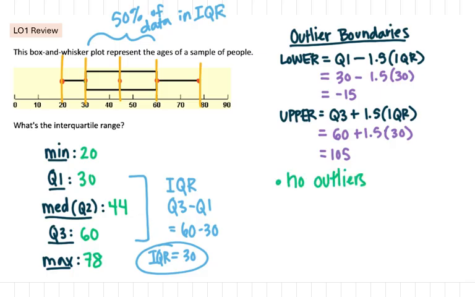So as we can see here, none of my data is outside of those boundaries, so there are no outliers. And if you wanted to decide the symmetry, you figure out, is the median in the middle of that box, or is it being pulled to one direction or the other? This distance is about 14. This distance is about 16. That would be pretty symmetrical, in my opinion. There's not one side that is being pulled much greater than the other side.